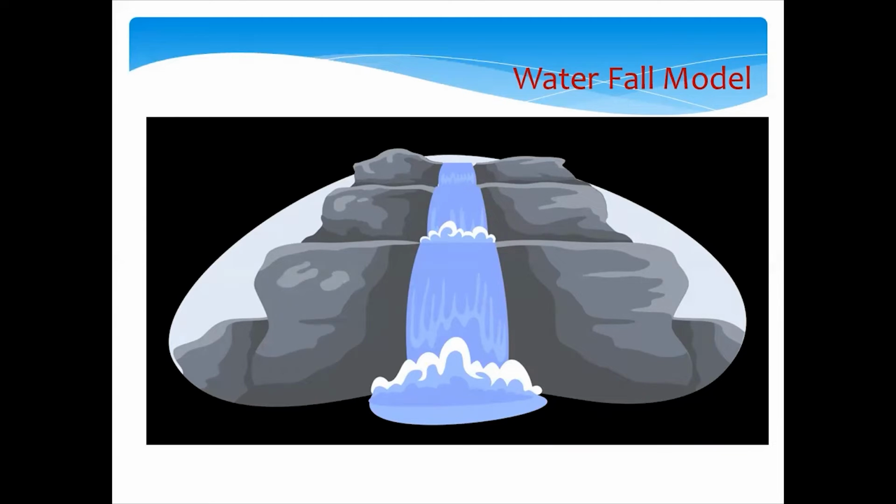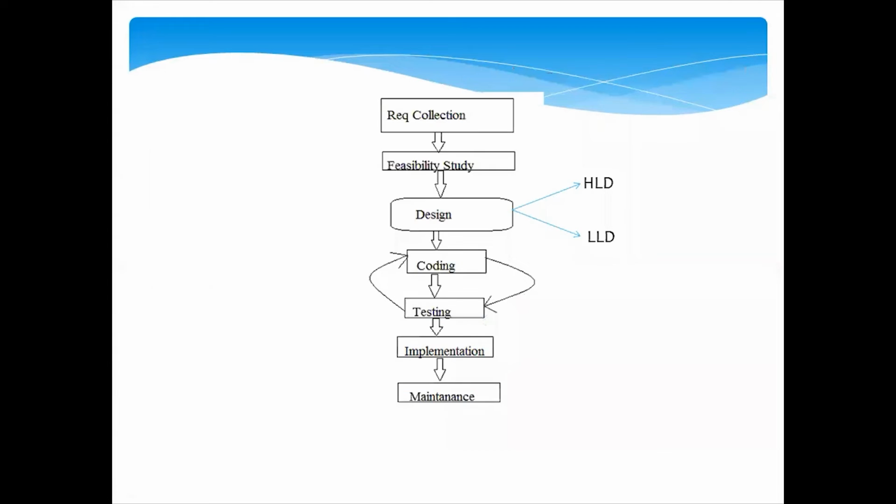First the requirement collection will be done, then the feasibility study, then design, then coding, testing, implementation and maintenance. The first thing is we get the requirements here, and we check the feasibility for that, and we design it from higher end to lower end, like how the water falls from the upper level of the mountain to the ground level. The same way the waterfall model is going to work here. Here the requirement collection is the most important. Whatever model it is, the requirement is the main thing for us.